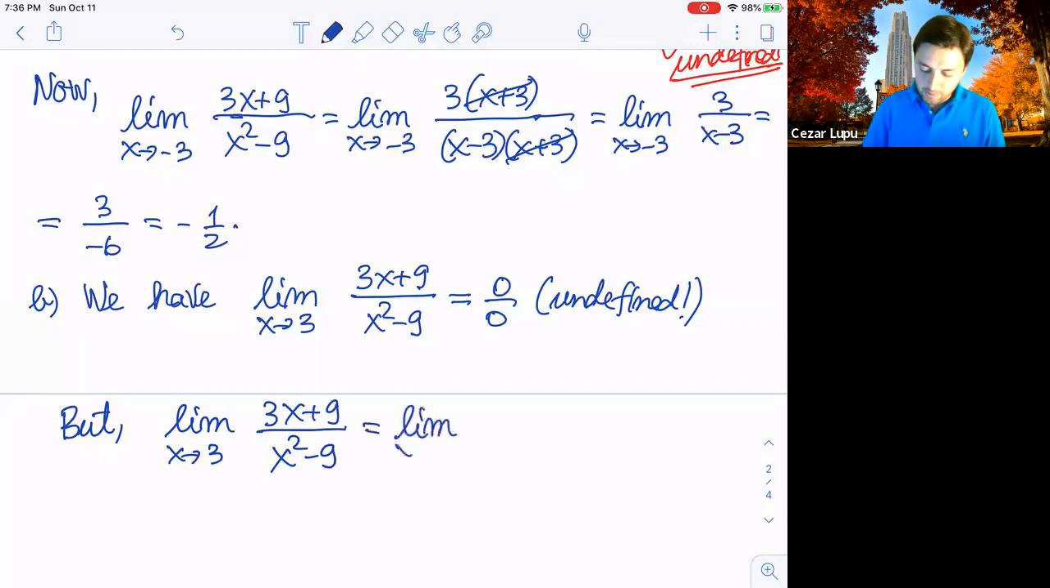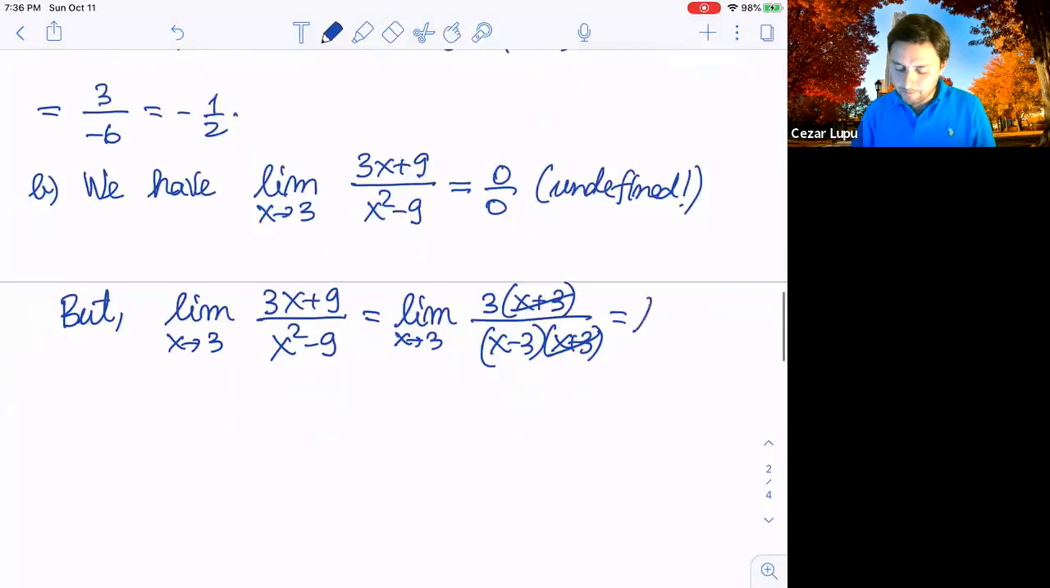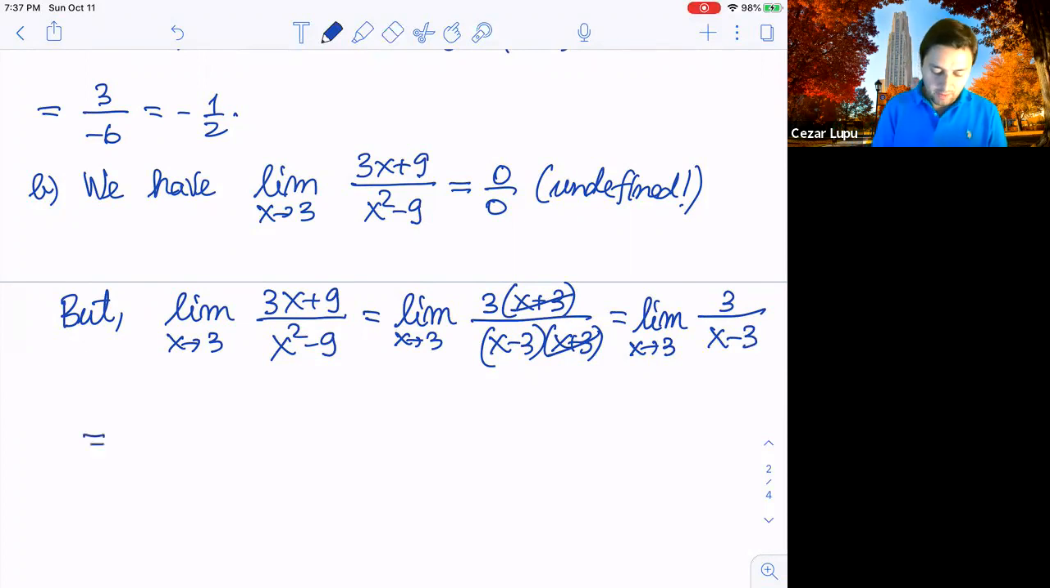So on top this would be 3 times x plus 3, and this would be x minus 3 times x plus 3, which is nothing else than just the limit as x approaches 3 of 3 over x minus 3. Well, surprise, surprise. Now, if we plug in x equals 3, this will give us nothing else than just 3 over 0 by direct substitution.